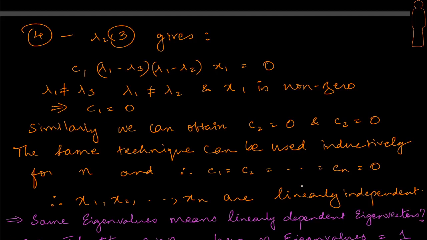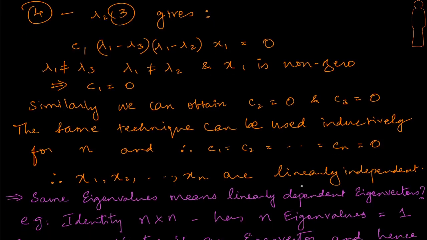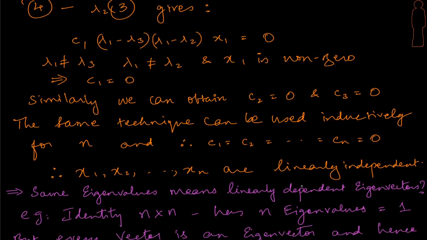Does it mean that if I have the same eigenvalues, my eigenvectors will be linearly dependent? The answer is no, and I am going to answer it with a simple counterexample. This is the counterexample. What about the identity square matrix, n by n? It has n eigenvalues. This is something we have already done. And all those eigenvalues are equal to 1, which means that the lambdas are repeating.